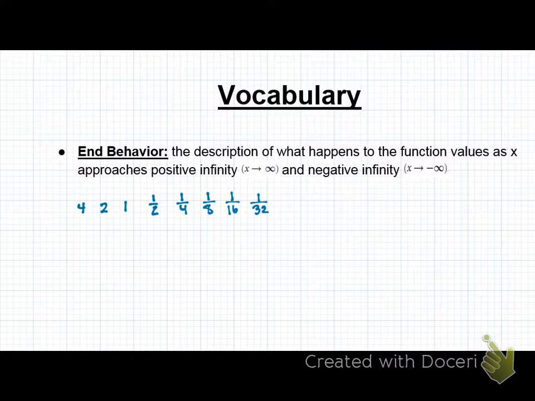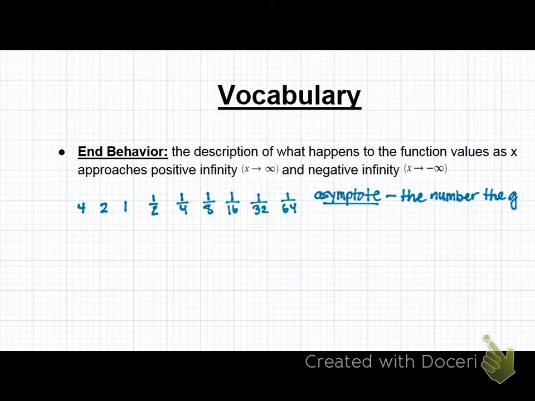Okay, good. So this is called an asymptote when we get really close to a number. There's this word called asymptote. Okay, let's all say asymptote. Asymptote. Good. All right. Well done. I want you to write this word down in your notes. Asymptote is the number the graph gets closer to but never touches, or it does not cross it.